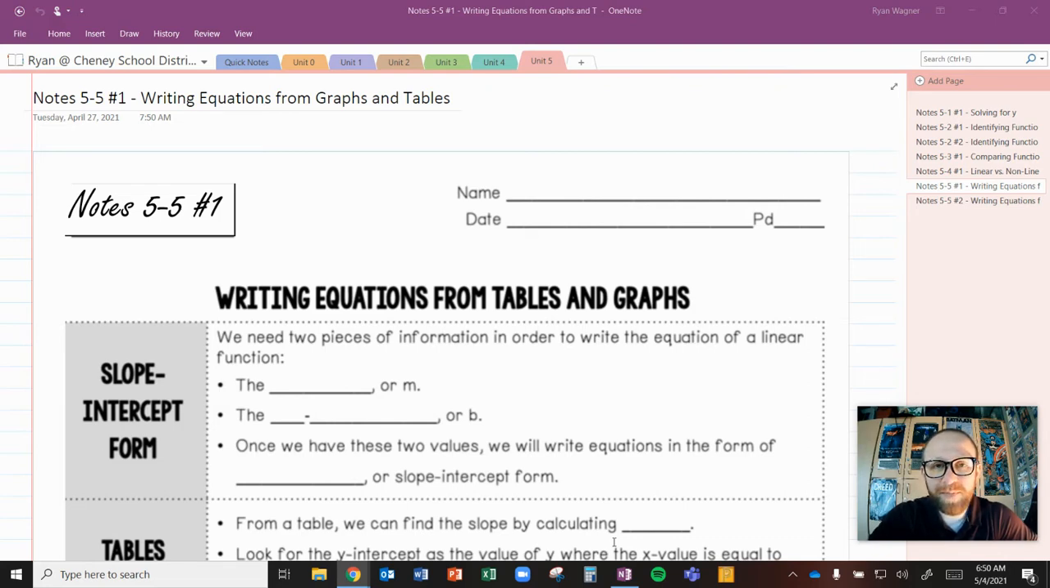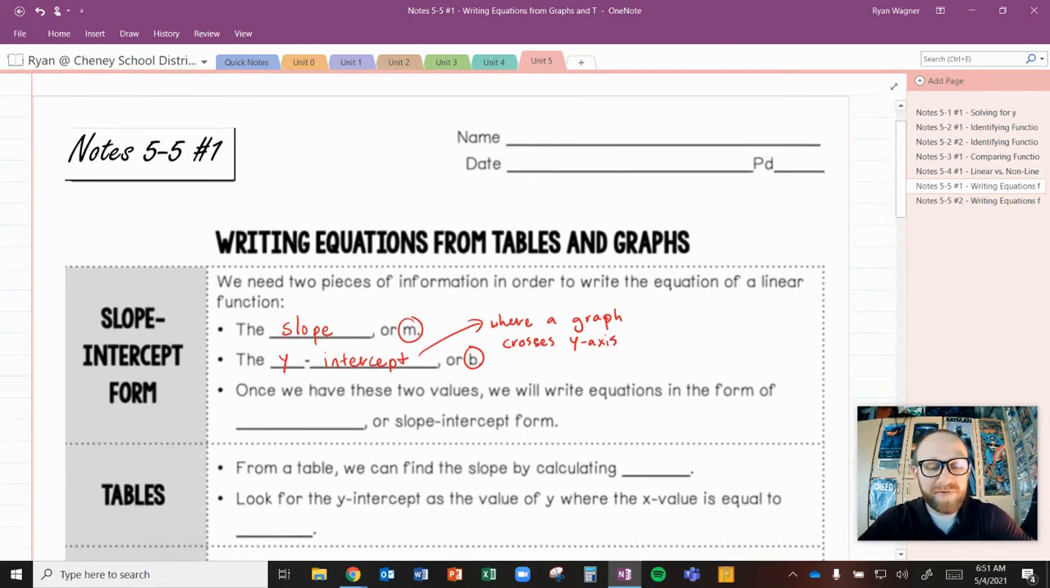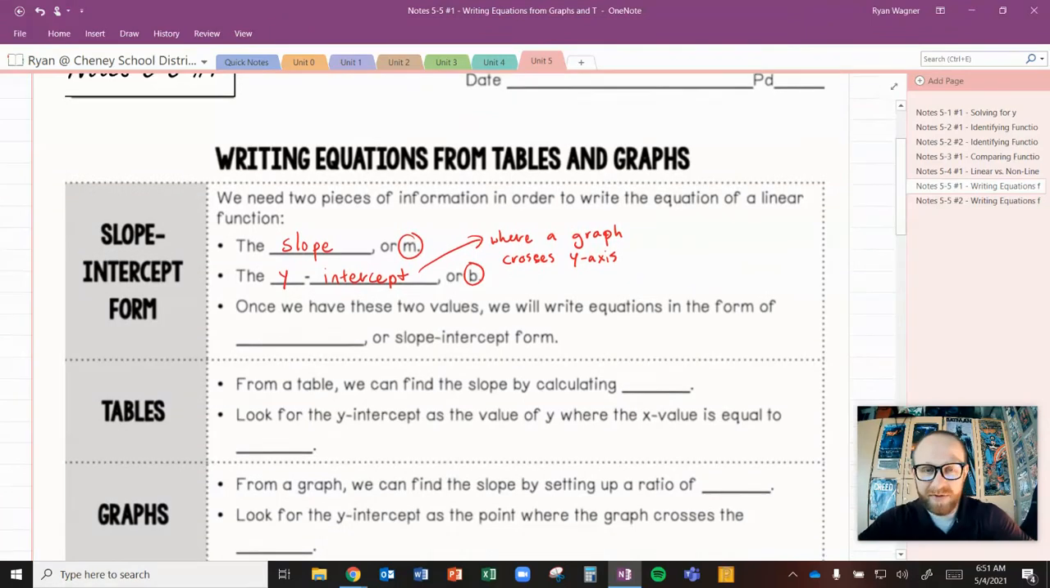We need two pieces of information in order to write the equation of a linear function. We need slope, which is m, and we need the y-intercept, which is b. And remember, the y-intercept is where a graph crosses the y-axis. Okay? So we're going to talk about graphs, we're going to talk about tables, but tables first.